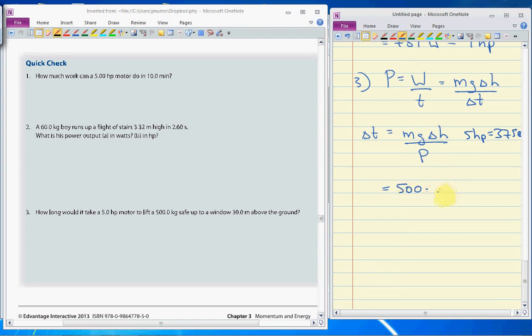So for our purposes here, we're going to have the mass of 500. We're going to have 9.8. We're going to have a change in height of 30 meters. And we're going to have the power is 3,750 watts. We do all this in 39.2 seconds. Done.